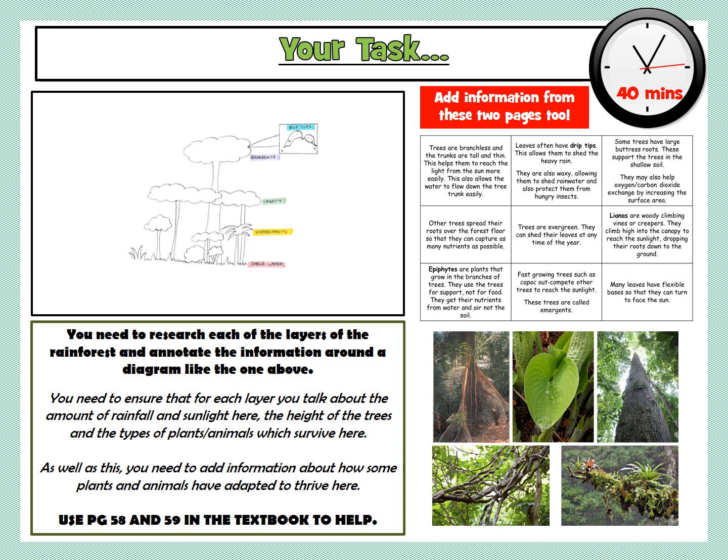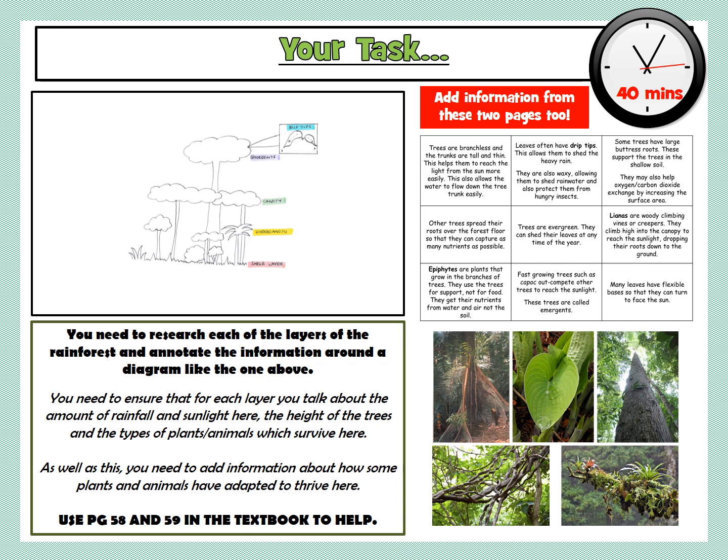So for each layer you need to talk about what the rainfall and sunlight is like here, the height of the trees, and the types of plants and animals which survive here. As well as that, either on the back of your page or somewhere around the edge if you've got room, you also need to add some information about some of the adaptations that trees have made.